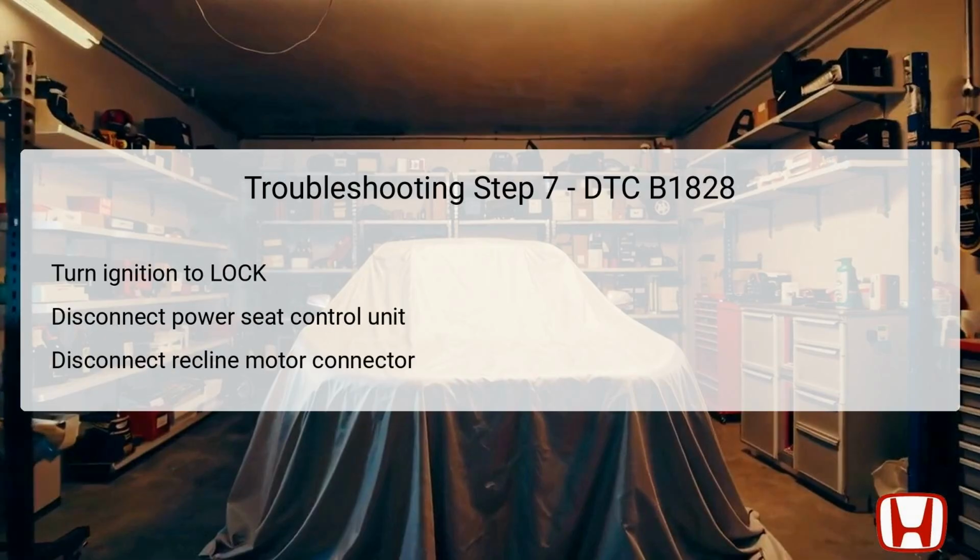In Step 7, you need to start by turning the ignition switch to the lock position once again to ensure that the electrical systems of the van are safely powered down. This step is essential for both safety and accuracy in subsequent checks.